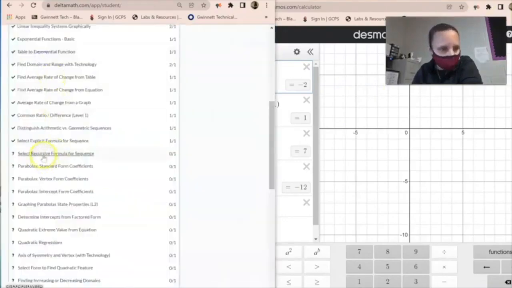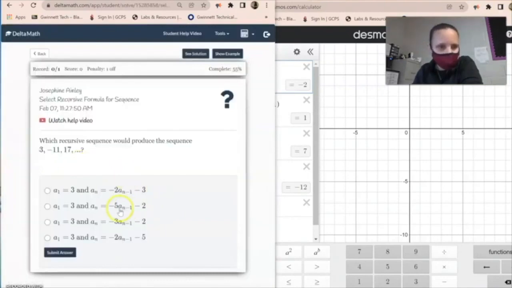All right. Select recursive formula. So again, we're working backwards. What this one is saying is, which recursive formula would produce this sequence? They tell you the first term is 3, and then they're asking you in general what happens.